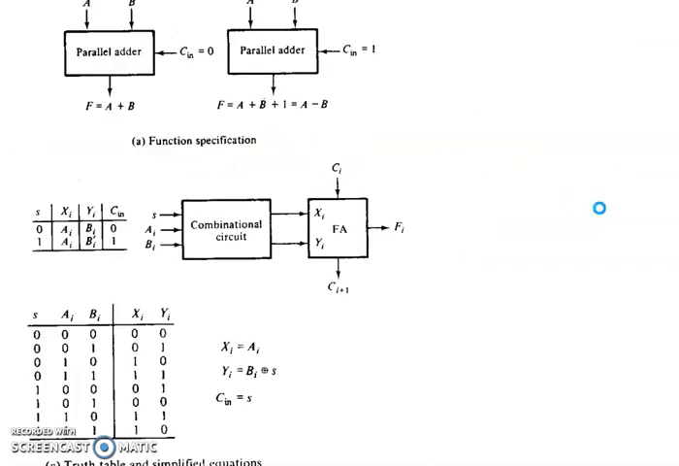Okay, so we need to determine what combinational circuit will be defined for this task. In order to perform A minus B, you can do the operation A plus B complement plus 1. In order to perform A minus B, you can do this operation. For that purpose, you can just draw the truth table and see.